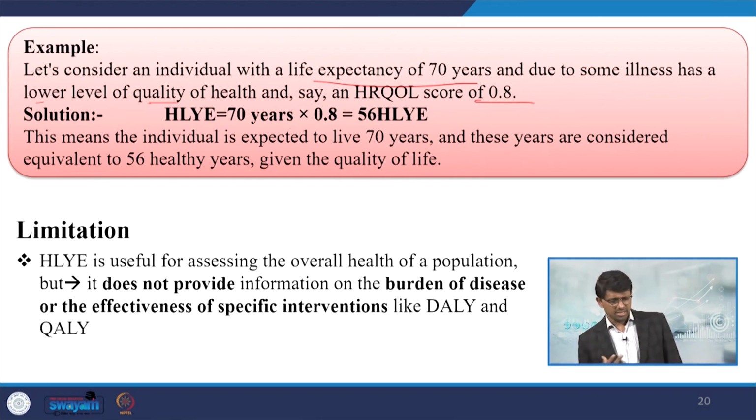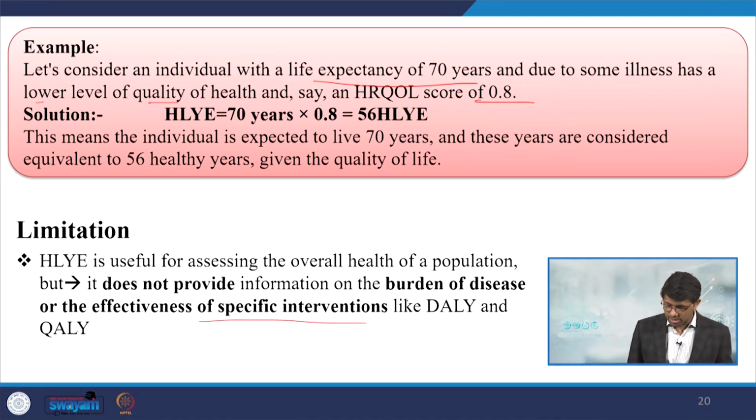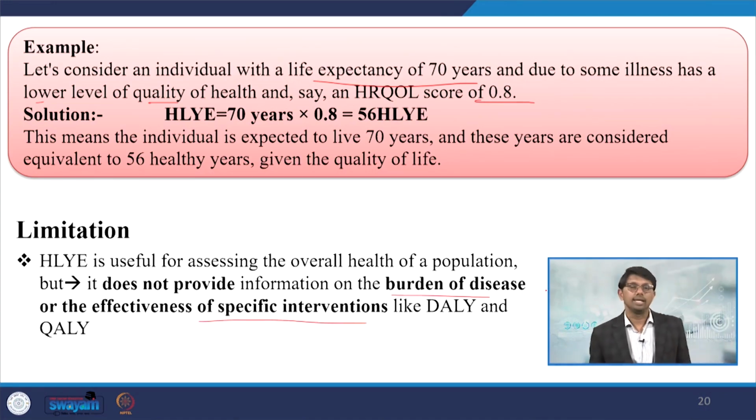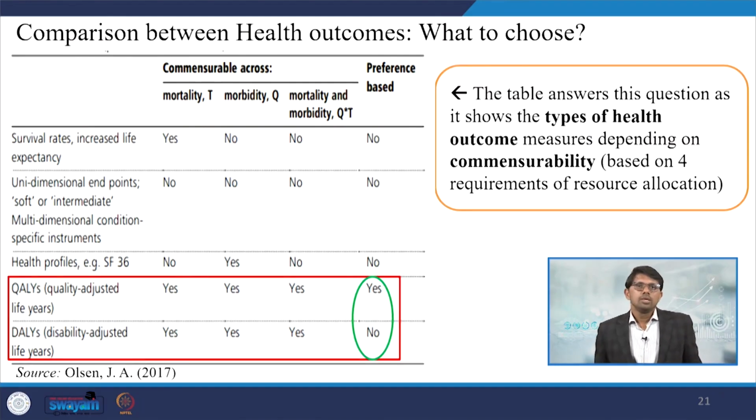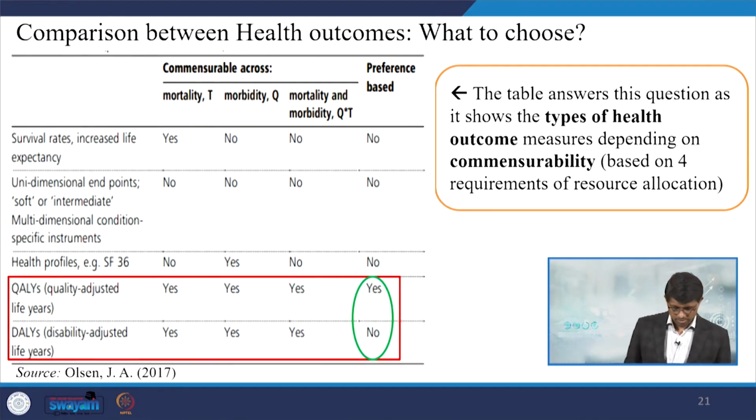This has limitations. It is too simplistic, and predicting the healthy years is very difficult. HLYE is useful for assessing the overall health of a population, but it does not provide information on the burden of disease or the effectiveness of specific interventions. So this does not provide information like DALY and QALY. So here are the comparisons of these indicators which are already mentioned.